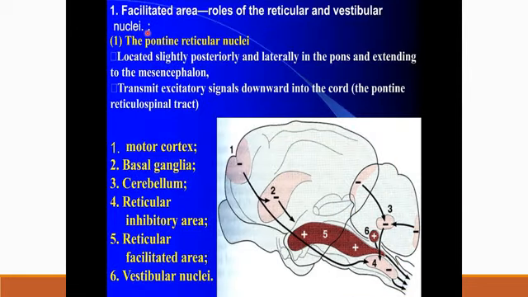First, we will see the facilitatory areas. In that, the pontine reticular nuclei are located posteriorly and laterally in the pons and extend to the mesencephalon. So this will be the brainstem in the pons, located laterally and extending to the mesencephalon. They transmit excitatory or facilitatory signals down into the spinal cord.